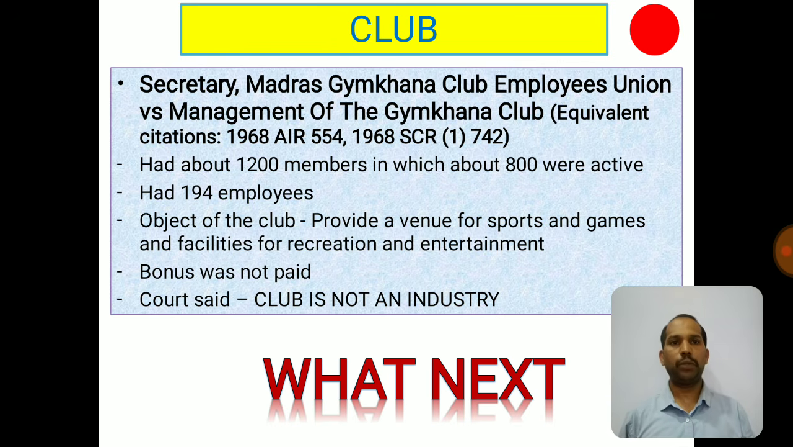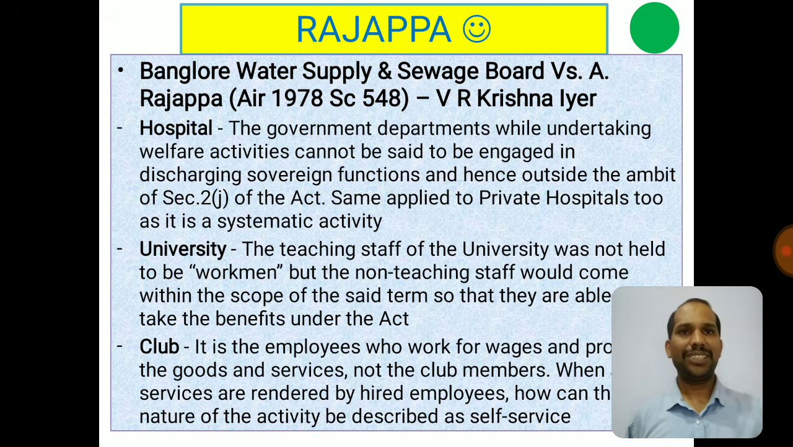The employees went to the court and asked for the bonus, but the court said clubs are not an industry. So your hospitals are not an industry, your educational institutions are not an industry, and your clubs are also not an industry till the time Rajappa's case came. Rajappa came in the year 1978. You can see Rajappa as Rajinikanth. When Rajinikanth comes, everything changes in the movie. Just like that, when Rajappa's case came to court, everything came to a different scenario. The hospitals, educational institutions, clubs, everything came under the context of this industry.